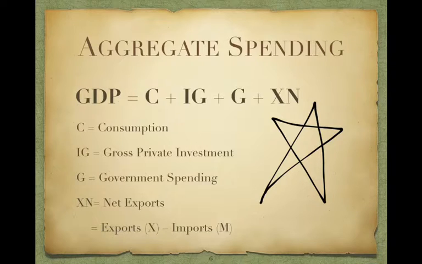GDP is equal to C plus IG plus G plus XN, where C is our consumption, IG is gross private investment by businesses, G is the amount of spending done by the government, and XN is our exports minus our imports, or our net exports. Okay? So, make sure that you remember this formula.